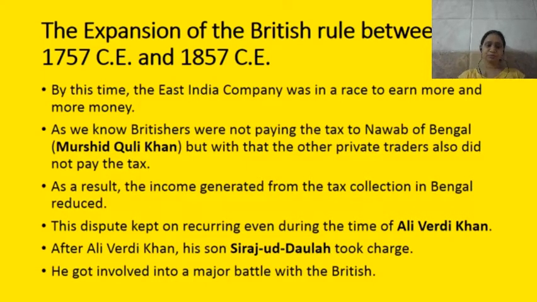Okay, by this time, by 1757, the East India Company was in a race to earn more and more money. As it is a trading company, its only objective is to earn more and more profit. As we know, Britishers were not paying the tax to the Nawab of Bengal, that is Murshid Quli Khan, but with that the other private traders also did not pay the tax.